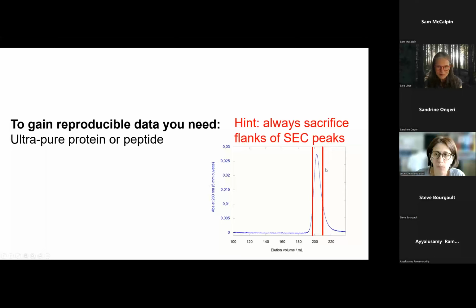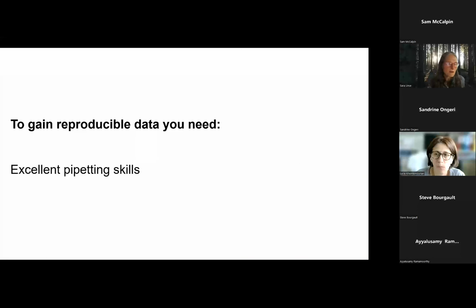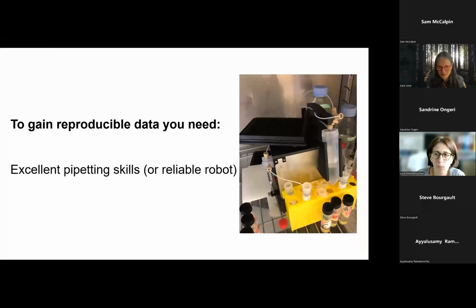So yeah, even if it hurts, you get a better product in the end. And if you do 3 rounds of size exclusion, you may lose as much as 80%, but it really hurts. But the end product is super good and gives you very nice kinetics, always the same. So you just have to learn to live with the pain of losing peptide. And of course, you need excellent pipetting skills. And if you don't have them, buy a robot.